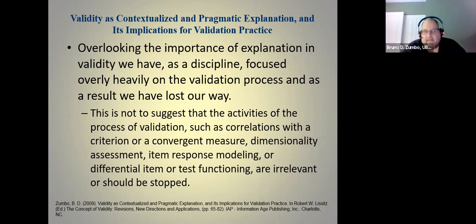This is not to suggest that the activities of the process of validation, such as correlations with a criterion, convergent measure, dimensionality assessment, item responding, or differential item or test functioning are irrelevant or should be stopped. Quite to the contrary. I've spent decades working on some of the methodology, statistical methods for doing exactly that. I'm not suggesting for a moment that we stop those and that they're irrelevant. Quite the opposite. It's about conceptualizing them with a purpose. Why are we modeling? What is the focus of the model? Why are we looking at response processes as validation, not just response processes for getting some very important features about things like timing and other, but I'm really talking about always focused on building and testing explanatory views of the item responding.